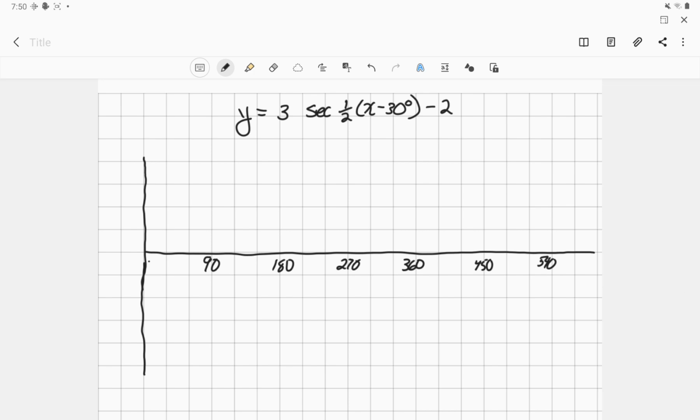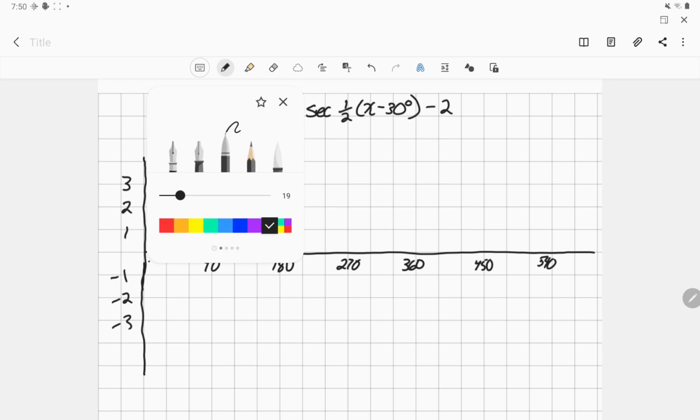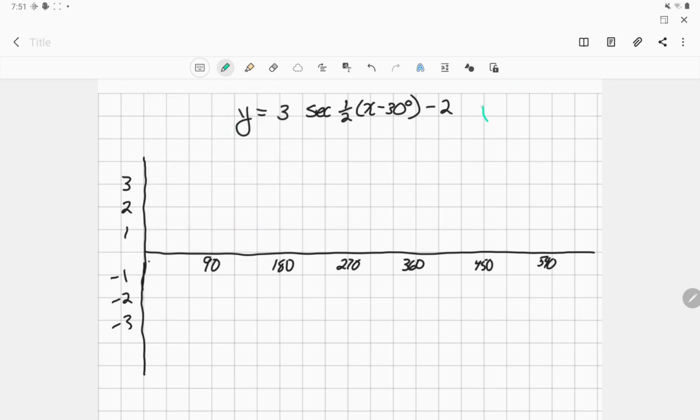So this time, because the amplitude is 3, and I have a limited amount of space, I'm going to go 1, 2, 3, and I'm going to go -1, -2, -3, and so on. So even though it's secant, I'm actually going to draw cos first. I'm going to draw, let's do green, y is equal to 3, because I can do that right away.